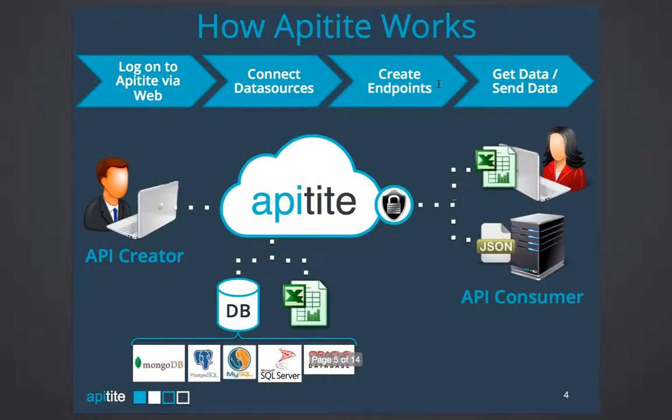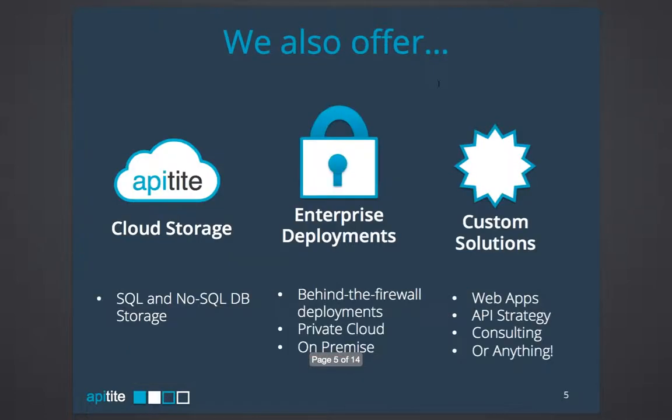So how does Apitite work? Well, creating an API and putting it to work takes 4 simple steps. Step 1, log on to Apitite via the web. Step 2, connect the data source to Apitite. A data source is where your API will get its data. One type of data source you can connect to Apitite is a database. We support both SQL and NoSQL style databases, including MongoDB, Postgres, MySQL, SQL Server, and Oracle. Another type of data source is that you can upload an Excel spreadsheet to Apitite.